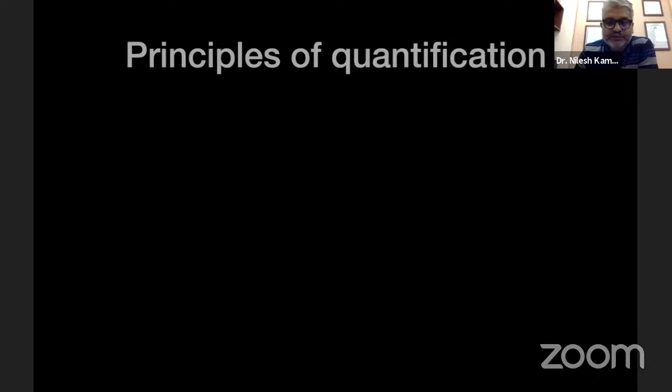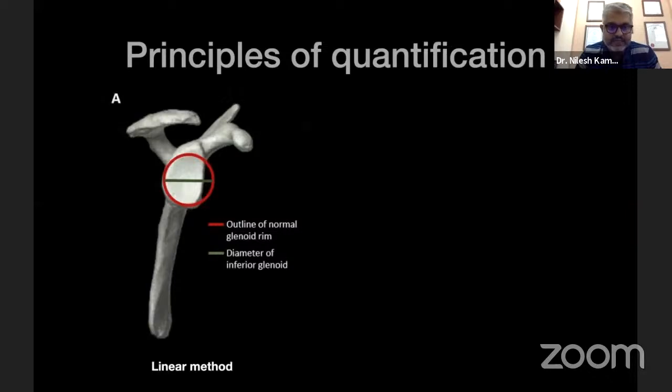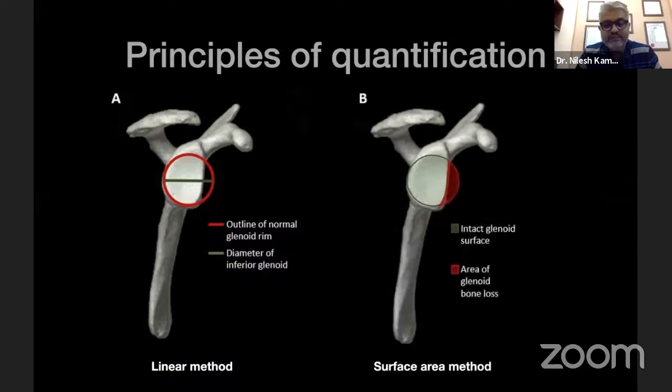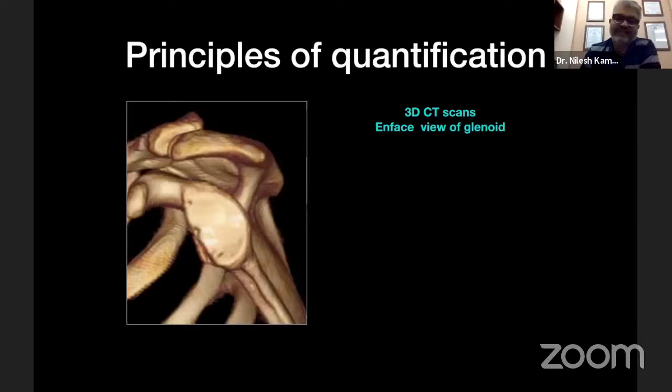So what you need to understand is whenever you're getting a 3D CT scan, there are two ways how you can quantify these lesions. Either you have the linear method where you're trying to take measurements along the face of the glenoid, or you have the surface area method by posing a circle along the anterior inferior portion or the inferior margin of the glenoid. You calculate the area of glenoid bone loss by various formulae. So in principle, you're going to request your technician or your radiologist to get you a 3D CT scan with an on-face view, which allows you to see the entire glenoid in its face.